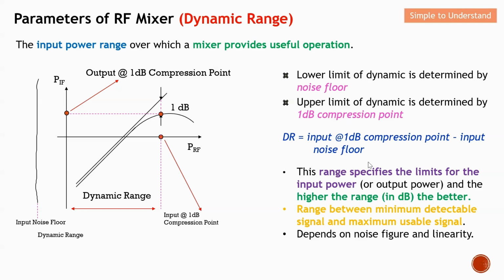This range specifies the limits for the input power, and the higher the range, the better. So in short, the bigger the dynamic range, the better the mixer. The range between the minimum detectable signal and the maximum usable signal is also known as the dynamic range. Anything just above the noise floor is known as the minimum detectable signal, and the maximum usable signal is the limit because after that it becomes saturation, which can be unpredictable. So this is the simple definition of dynamic range.